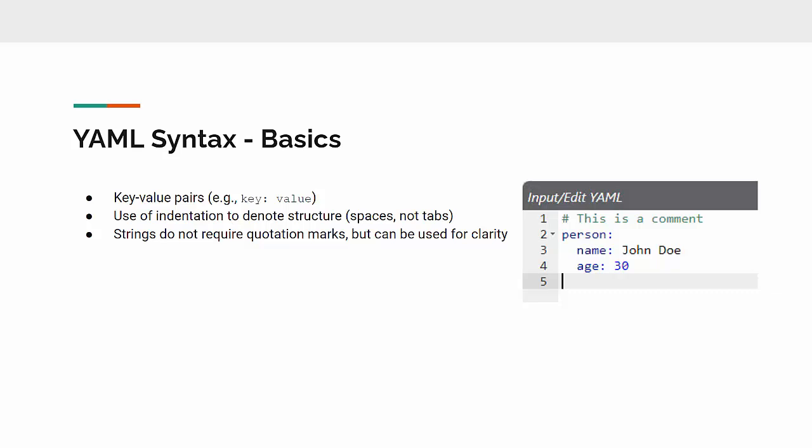At its core, YAML is built on key-value pairs, allowing us to represent data structures in a straightforward way. This example shows a simple person object with name and age attributes. Note how YAML's indentation and lack of quotation marks for strings keeps the focus on the data itself.